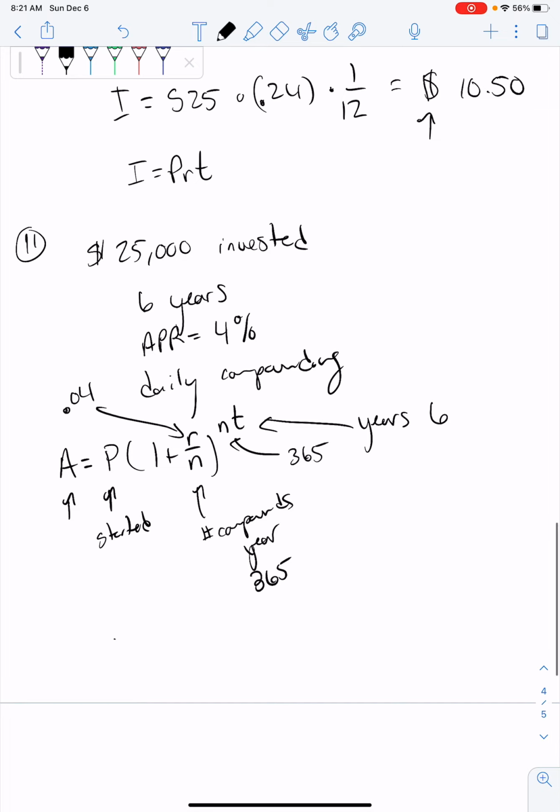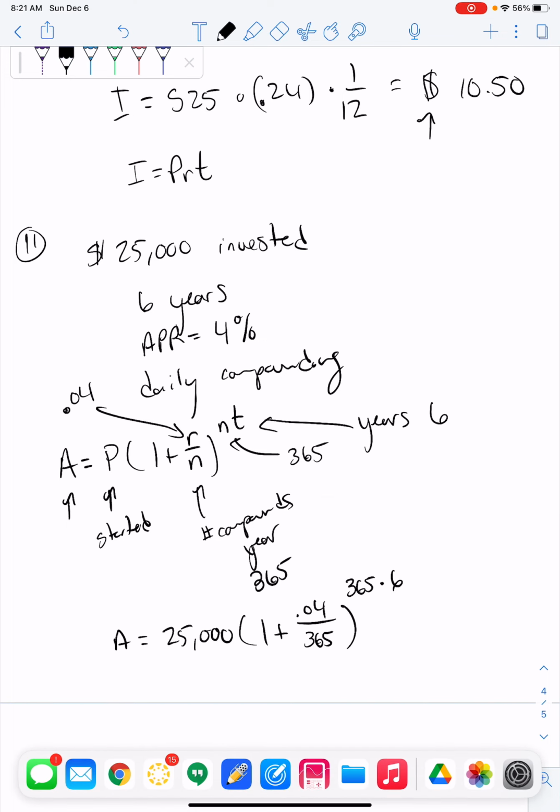So my formula is going to come out as A equals 25,000 multiplied by 1 plus 0.04 divided by 365, raised to the 365 times 6. Now, when I put this in my calculator, because I don't want to do it in my head, I want it to look exactly like that.